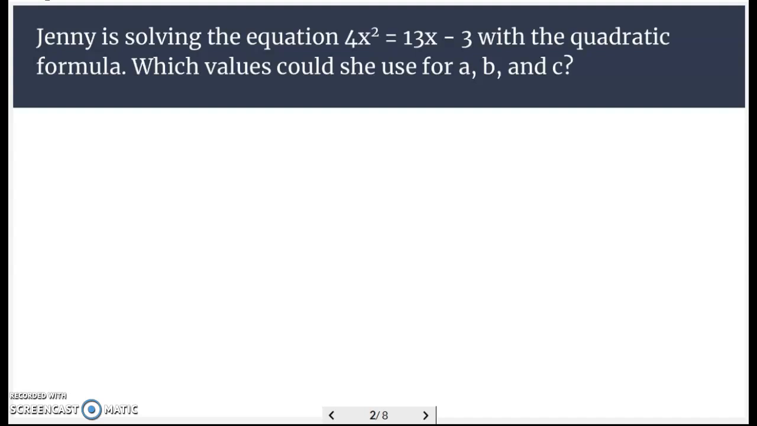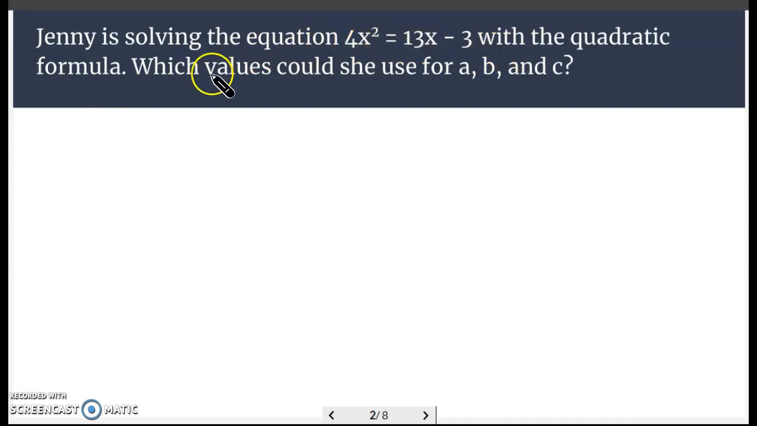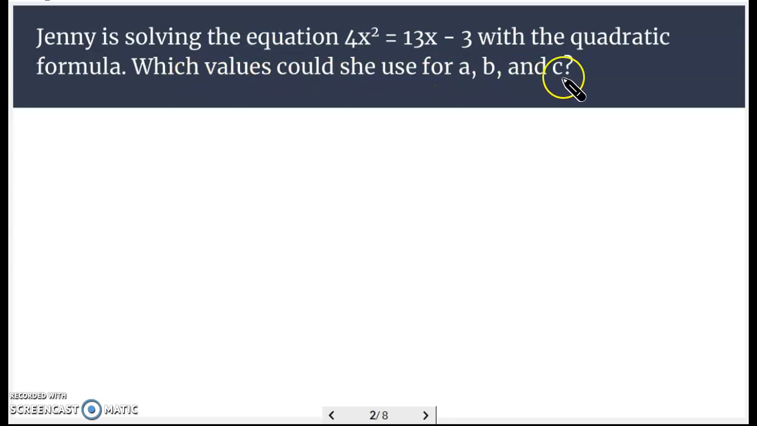Hello everybody, welcome back. This video is about the quadratic formula, but also the discriminant. Let's start off with this problem though. Jenny's solving an equation 4x squared equals 13x minus 3 with the quadratic formula. Which values could she use for a, b, and c?